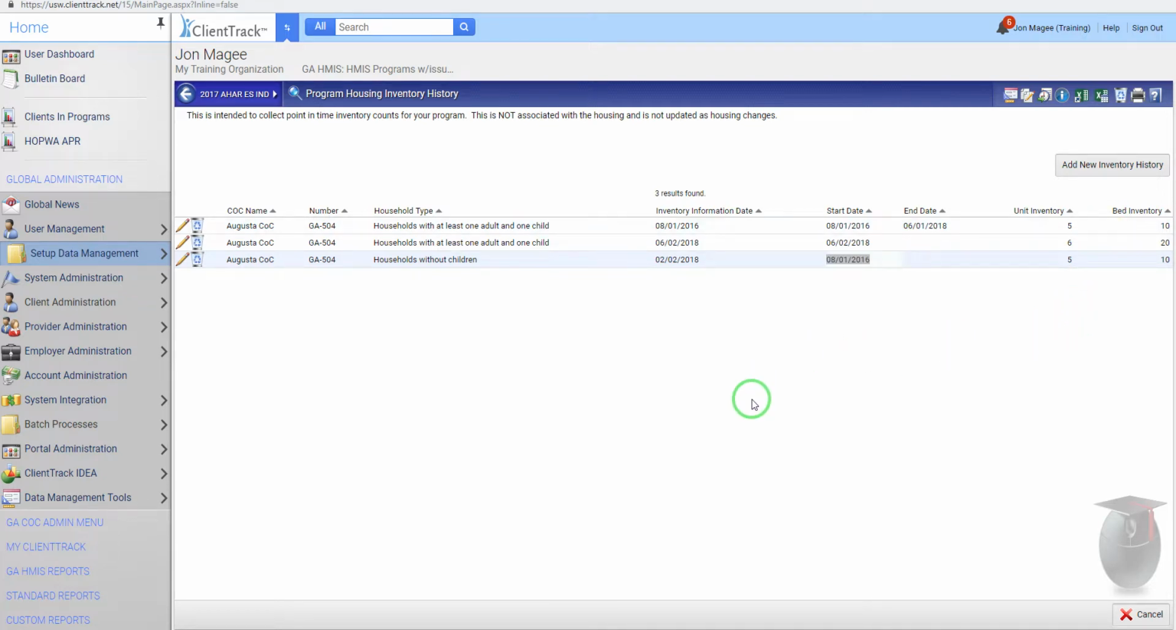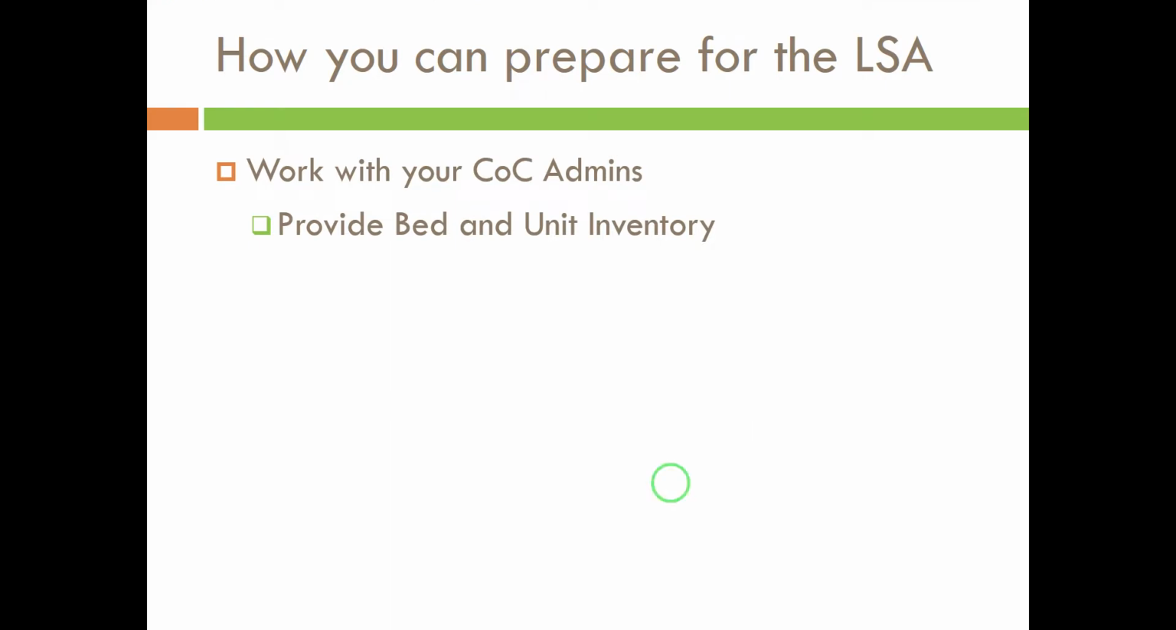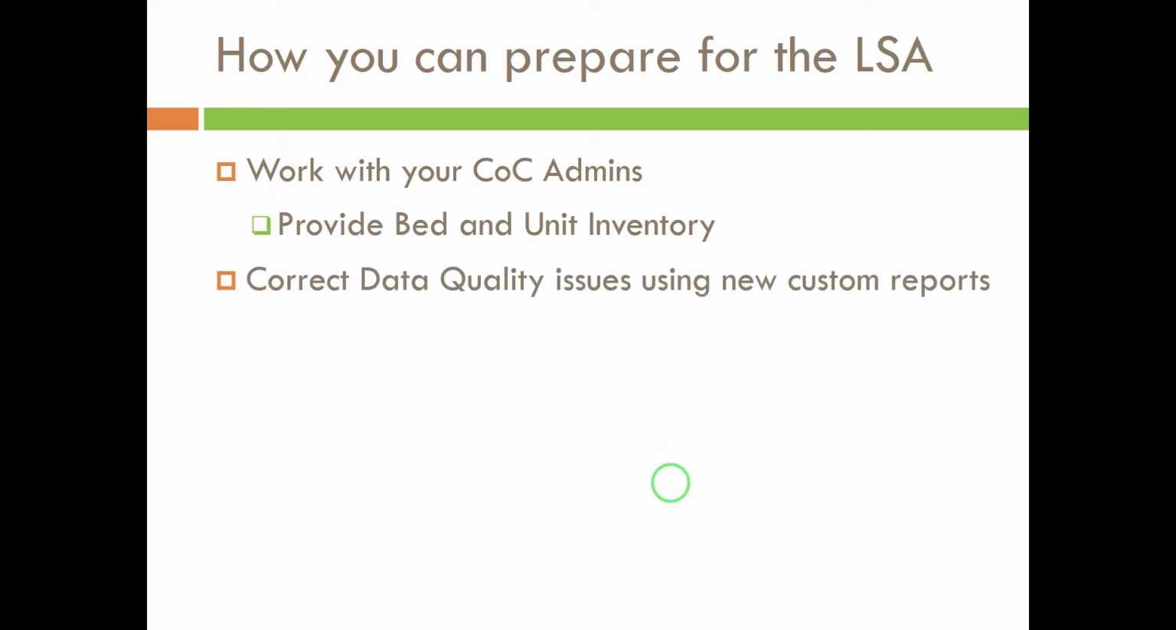And next we have what you'll probably end up spending the most time on, and that is correcting data quality issues. But we have made new custom reports that allow you to target the specific data fields that we know are affecting the LSA, so you can easily and quickly identify what needs to be corrected. I'm going to walk through those different reports, how they function, and how you can use them to help correct your data. So the first issue we're going to look at is relationship to head of household.